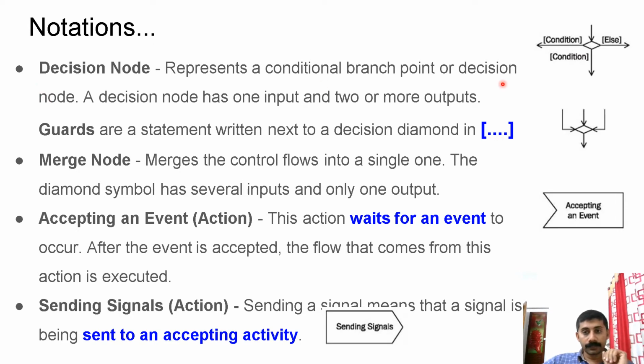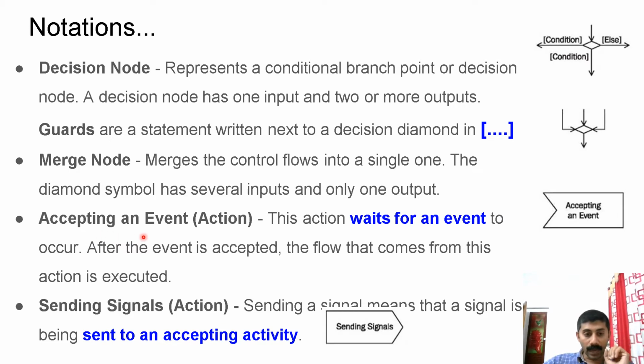The decision node. See, in flowchart we have used conditions, diamond symbol. Here also in the same line, decision box represents a conditional branch point or decision node. A decision node has one input and two or more outputs. Based on the condition, output will go in different directions. Guards are statements written next to the decision diamond in square brackets. Based on this condition only, whether that control path is true or not, that is decided. So this condition is written in guards.